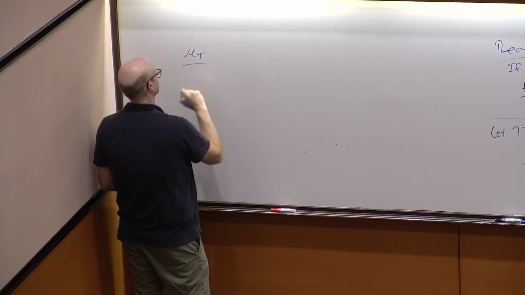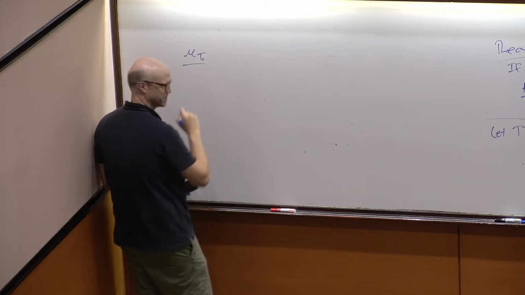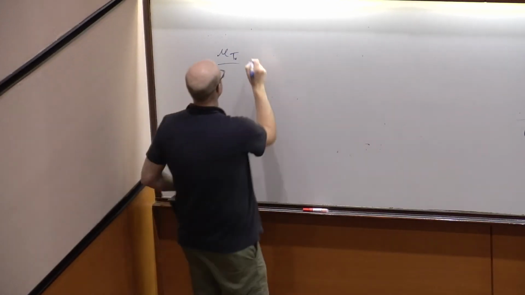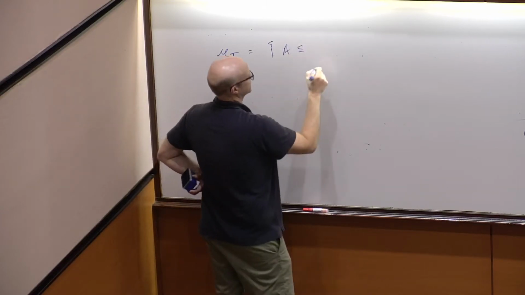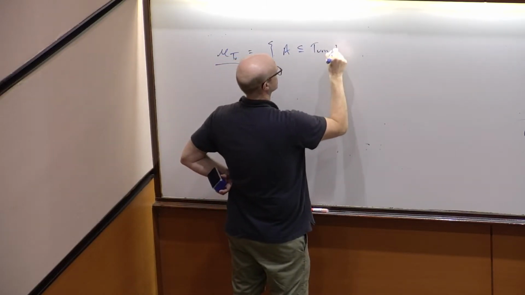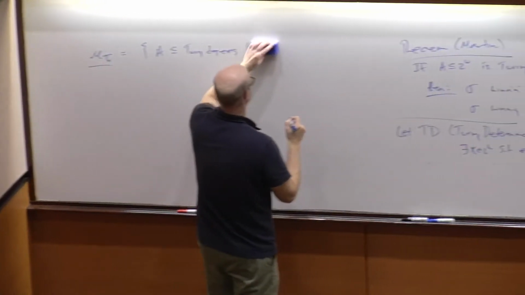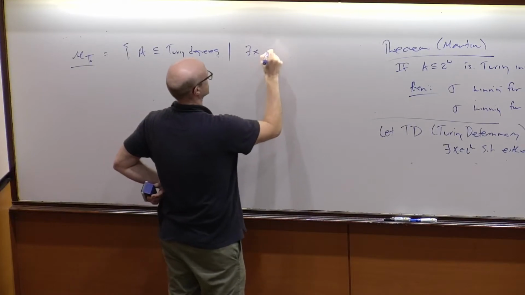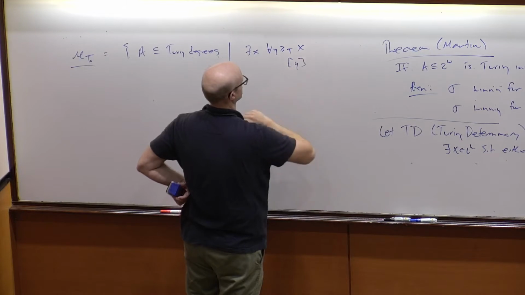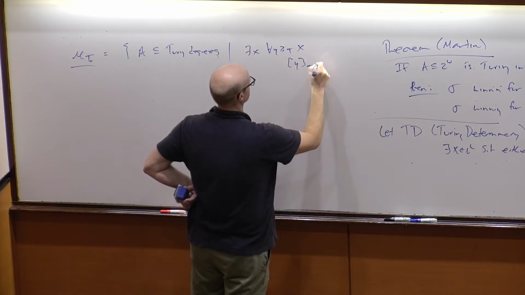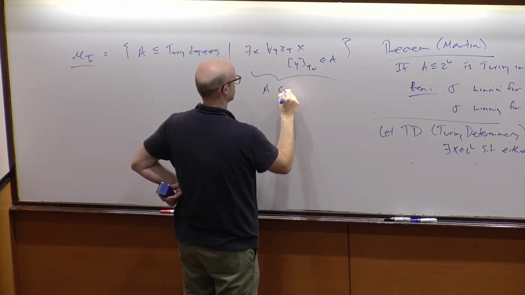mu t, I mean, there are going to be so many mu t's in the talk from now on, I want to call it mu tu or something like this, is the set of A contained in the Turing degrees, where A contains, well, let us say it this way. There exists an X such that for all Y Turing above X, the degree of Y is in A, which is the same thing as saying A contains a Turing cone.